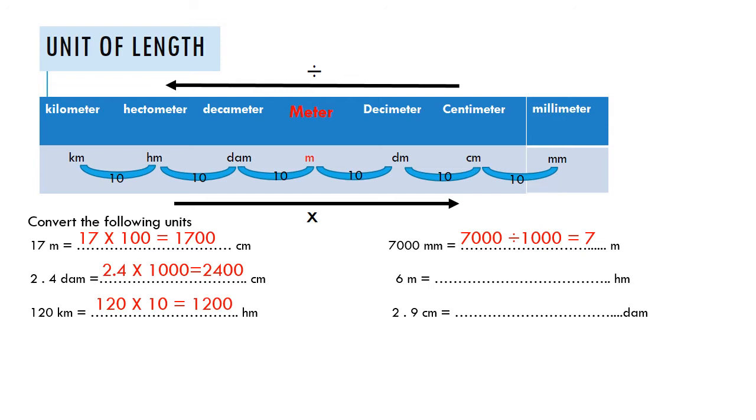6 meter to hectometer. Between meter and hectometer we have 2 steps, so we divide by 100. The last one, 2.9 centimeter to decameter, we divide by 1000 because we have 3 steps and the result is 0.0029.